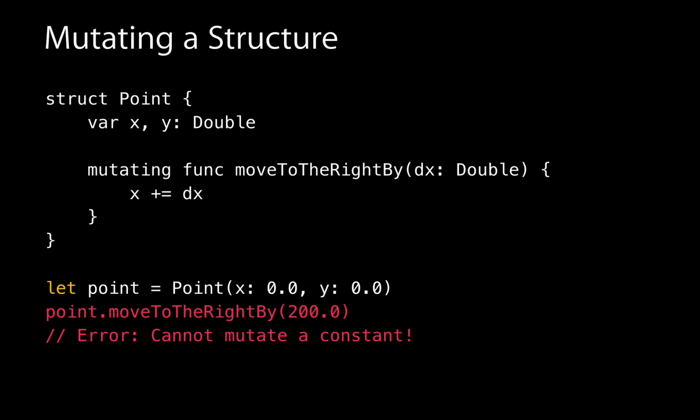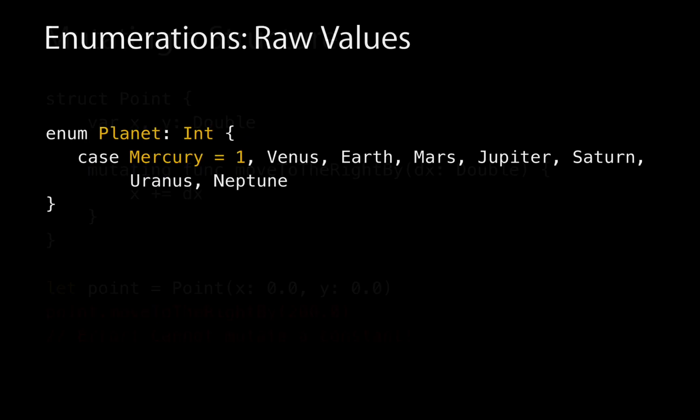Structures, that's one example of a value type in Swift. Another one is enumerations. So enumerations in Swift can have raw values, much like C. So here I have a planet enumeration, and it has a raw value of Int. So I'm using a 1-based index. Mercury is the first planet. Venus is the second. I could use 0 if I wanted, but I want 1. So Earth must have some value. How do I determine what that value is?